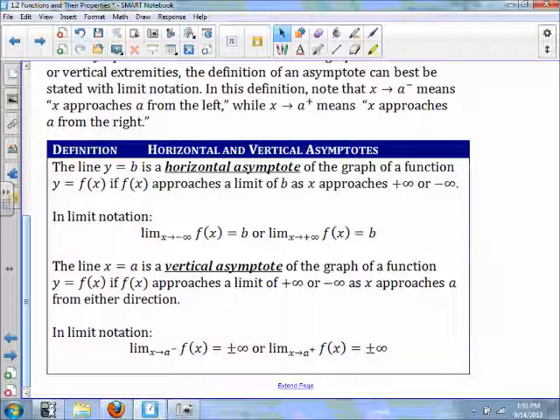Now, the line x equals a is a vertical asymptote of the graph of a function if f of x approaches a limit of positive or negative infinity as x approaches a from either direction. So in limit notation, and we'll go through this again, the limit of f of x as x approaches a from the left side is equal to positive or negative infinity, and the limit of f of x as x approaches a from the right side will be positive or negative infinity. This definition is kind of confusing if you're not used to it, so it might take you a couple times to understand it, or you can ask questions during class.